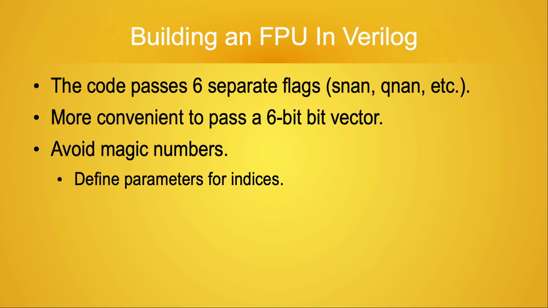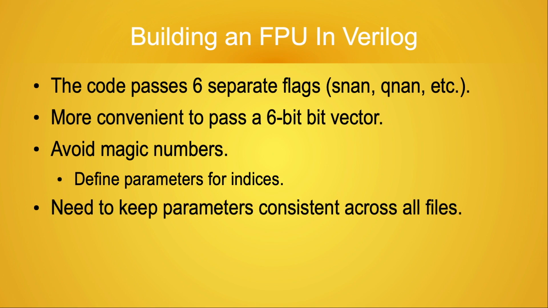This project has 3 separate files: the test bench, the fpmol.v file, and the fpclass.sv file. The problem now becomes, how do we make sure that all of the parameters are defined in exactly the same way in every file which needs them?